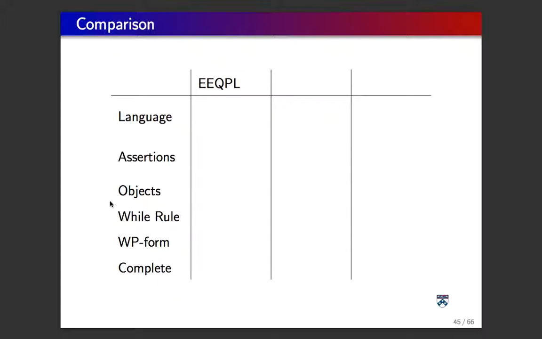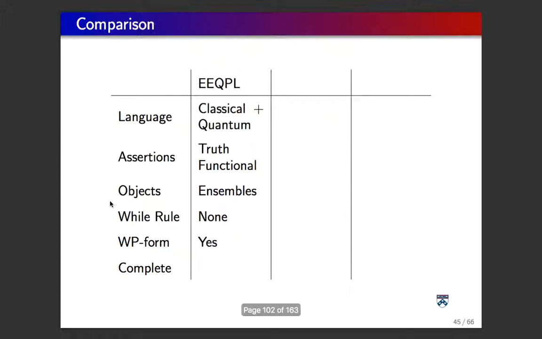So if we want to run through what EEQPL has going for it, its language is this very nice classical plus quantum language, and it has this neat division between the two. The assertions are in this truth functional mode I spoke about earlier, where we're talking about propositions about distributions, for which we use probabilities. The objects of the reasoning are these ensembles of distributions over classical and quantum states. We again don't have a while rule, because it would be hard. We are in weakest precondition form, and as with EPPL in the form we looked at, it wasn't complete, neither is this.